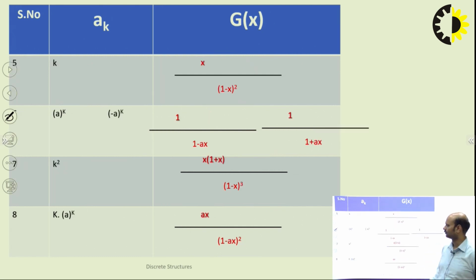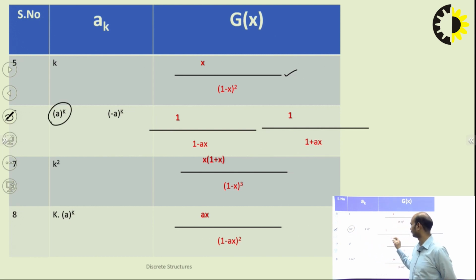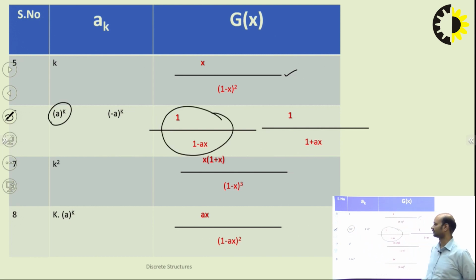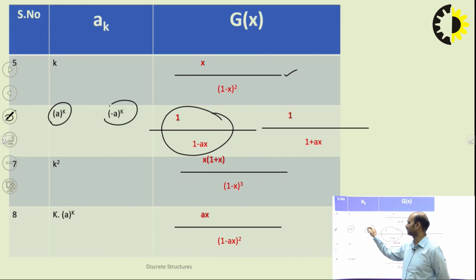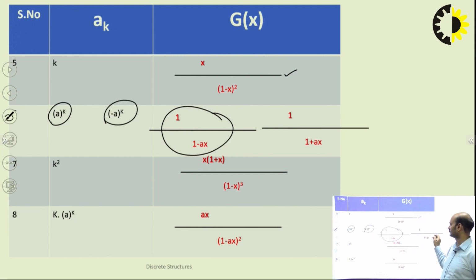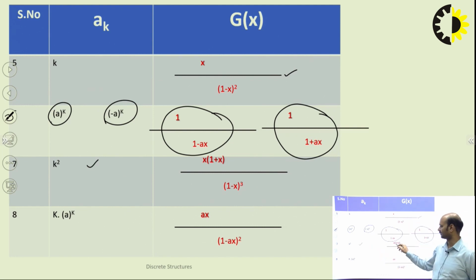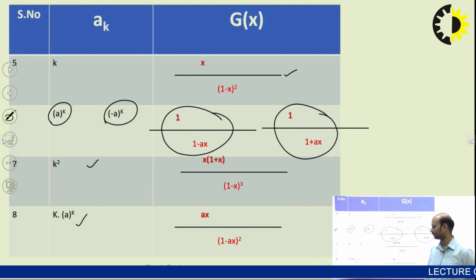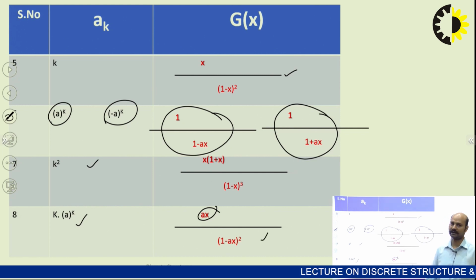Then again, if a_k is equal to k, then we get x upon (1 minus x) squared. If we have a to the power k, then we get 1 upon 1 minus ax. If we have (minus a) to the power k, then we get 1 upon 1 plus ax. If we have k squared, then we get x times (1 plus x) divided by (1 minus x) whole cube. And if k times a to the power k, then we get ax divided by (1 minus ax) squared.